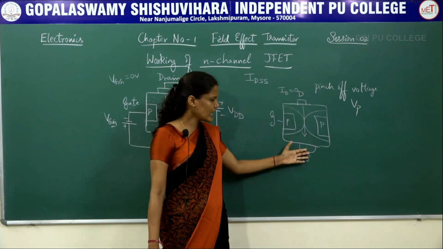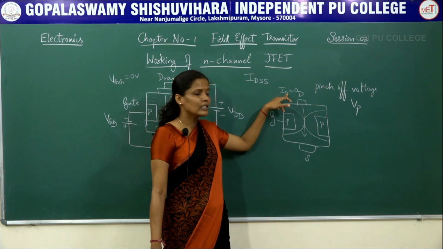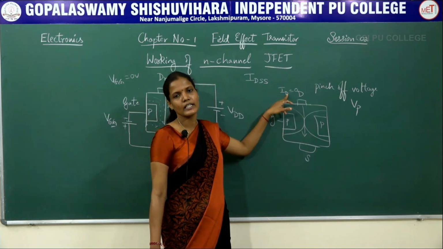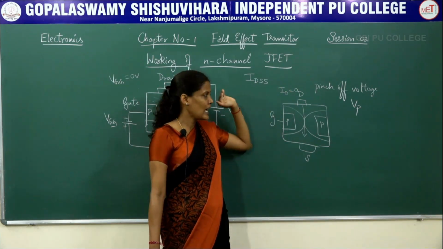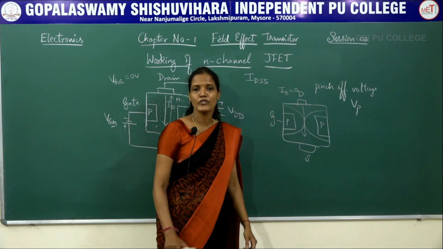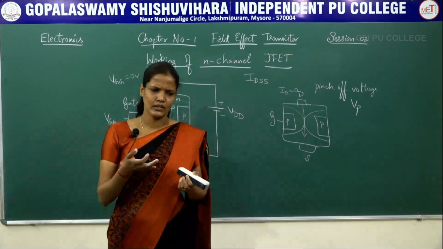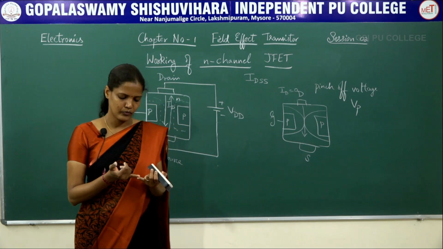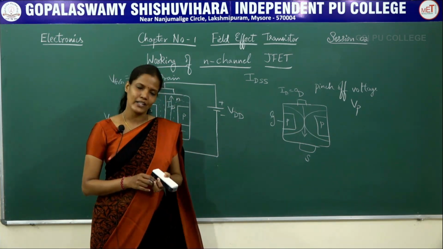At that point, no charge carriers can flow from the source to drain, which in turn reduces the current completely. That is, the drain current ID becomes completely zero, and that voltage will be called the pinch off voltage, which will be represented by VP. Today we saw the formation of depletion region in JFET, along with the working of N channel JFET.